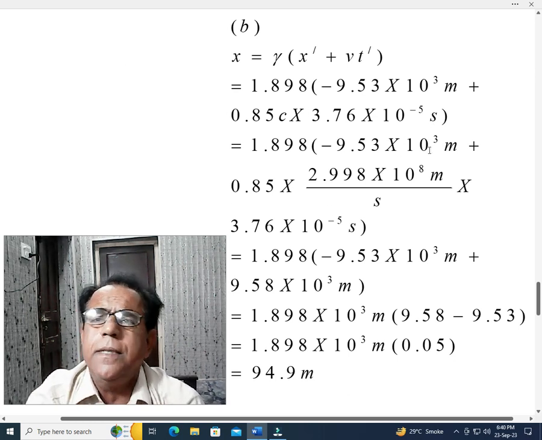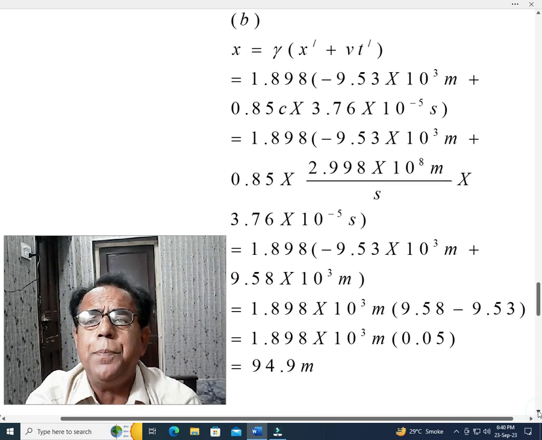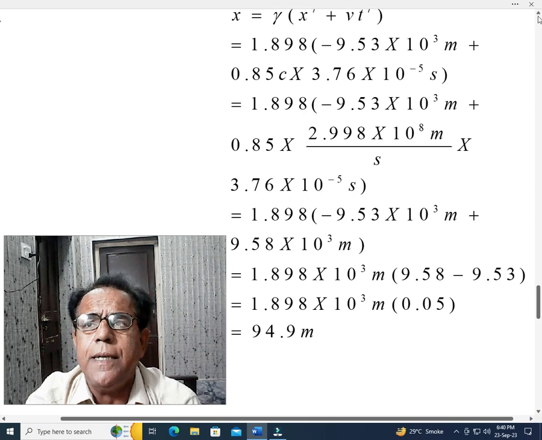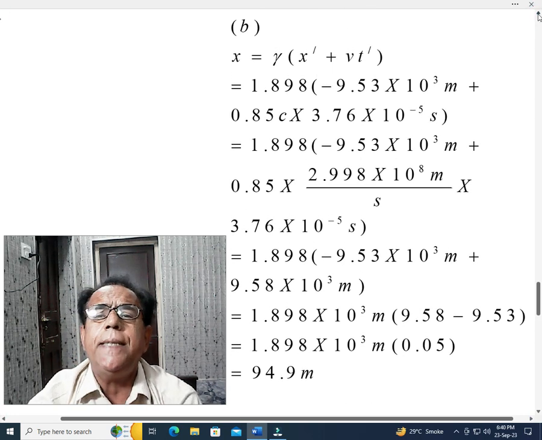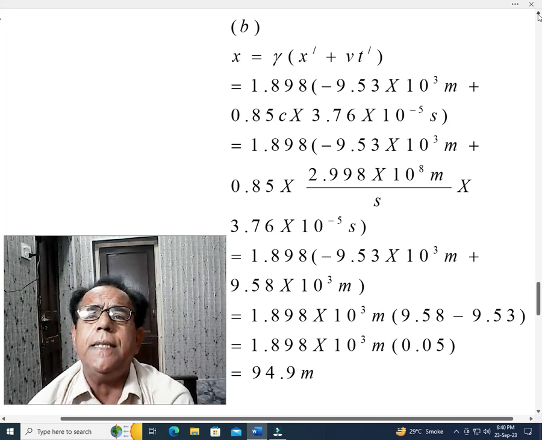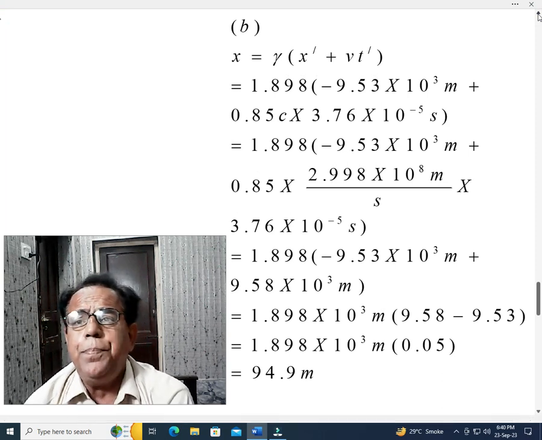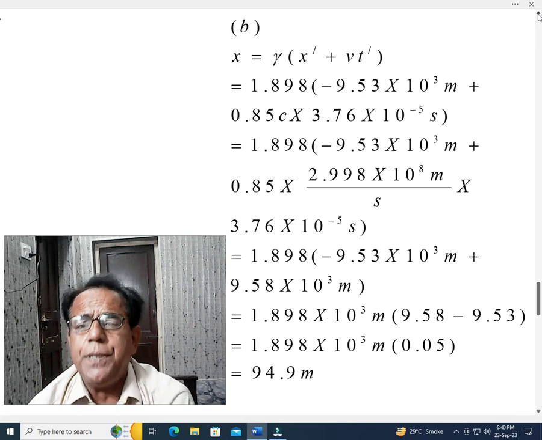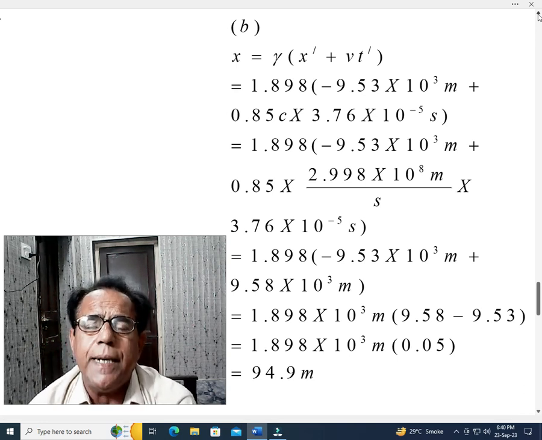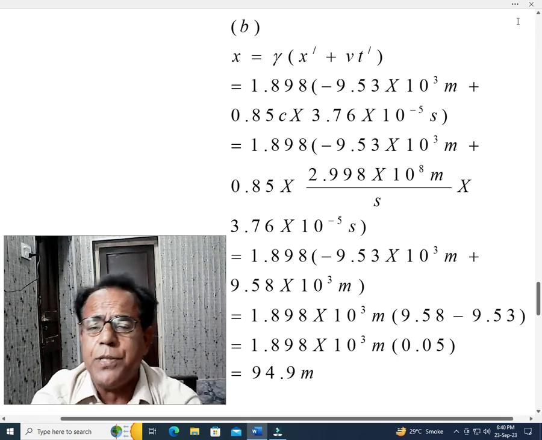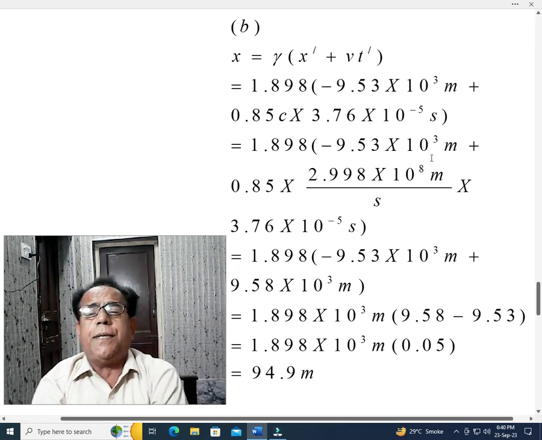Next just simplification. Simplification steps will not be explained to avoid wastage of time. Everything is clear on the screen, and hence x finally becomes equal to 94.9 meter.